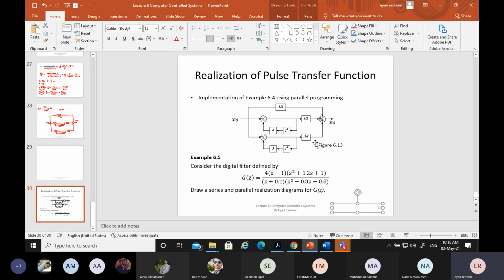So now with this we'll move to the next lecture. Try to solve this example, okay?